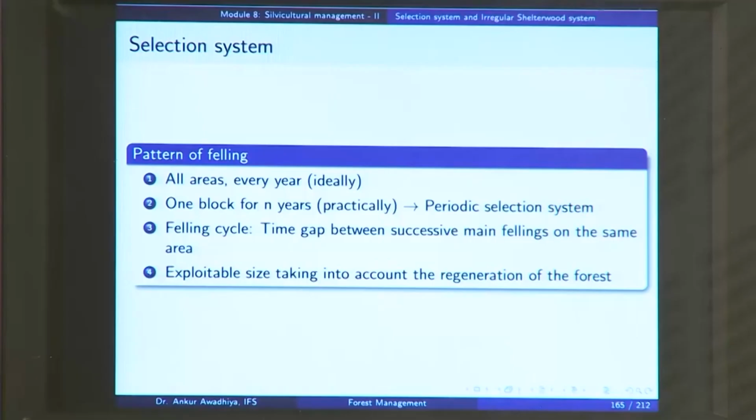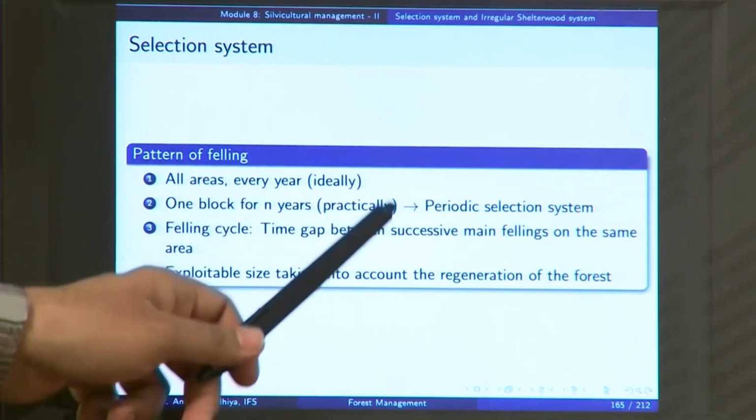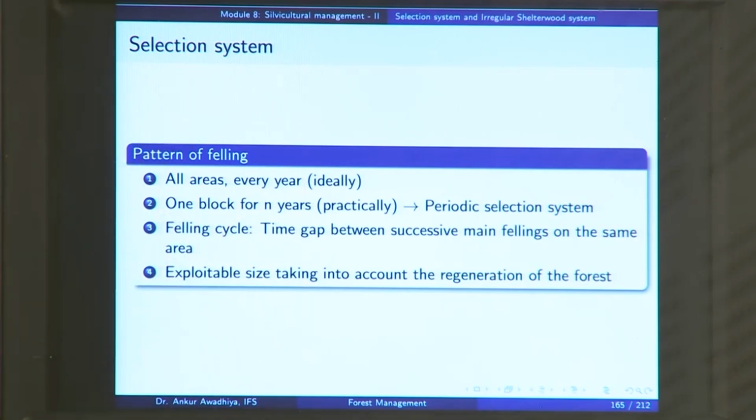Now, I will move to the second block for the second year, then in the third year I will go to the third block, in the fourth year I will go to the fourth block, and then I will come back to the first block once again. Now, this sort of a system makes for a periodic selection system, because for every period you are working on only one block. Now, this period is not necessarily 1 year.